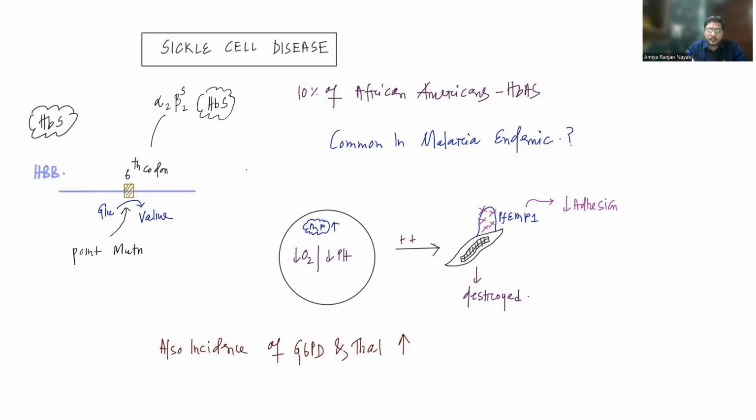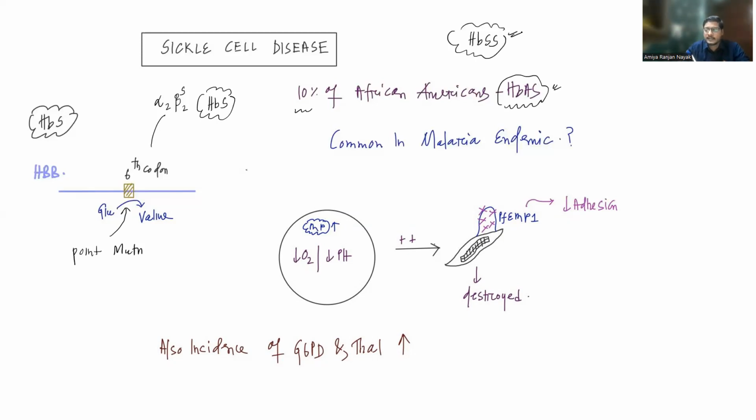Now, this condition can be heterozygous or homozygous. Heterozygous means only one allele is affected. So there will be some normal hemoglobin A production and some abnormal hemoglobin S production. That is written as hemoglobin AS. This is the heterozygous condition, which is seen in 10% of African Americans. And the homozygous condition is written like this, hemoglobin SS.